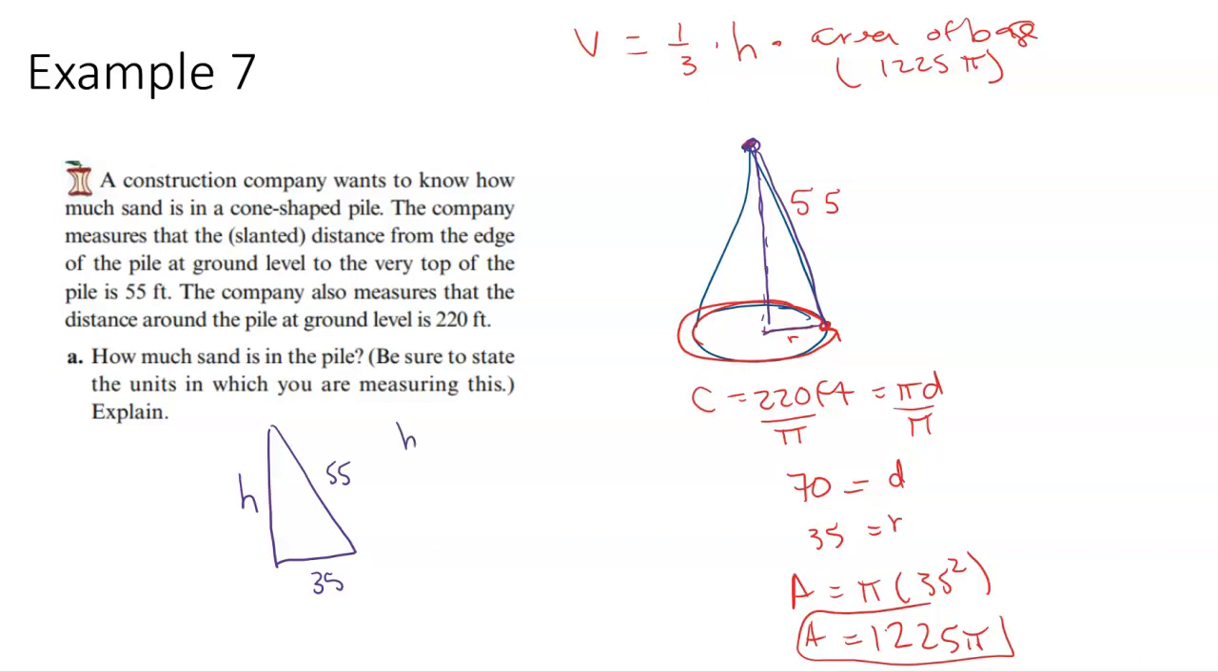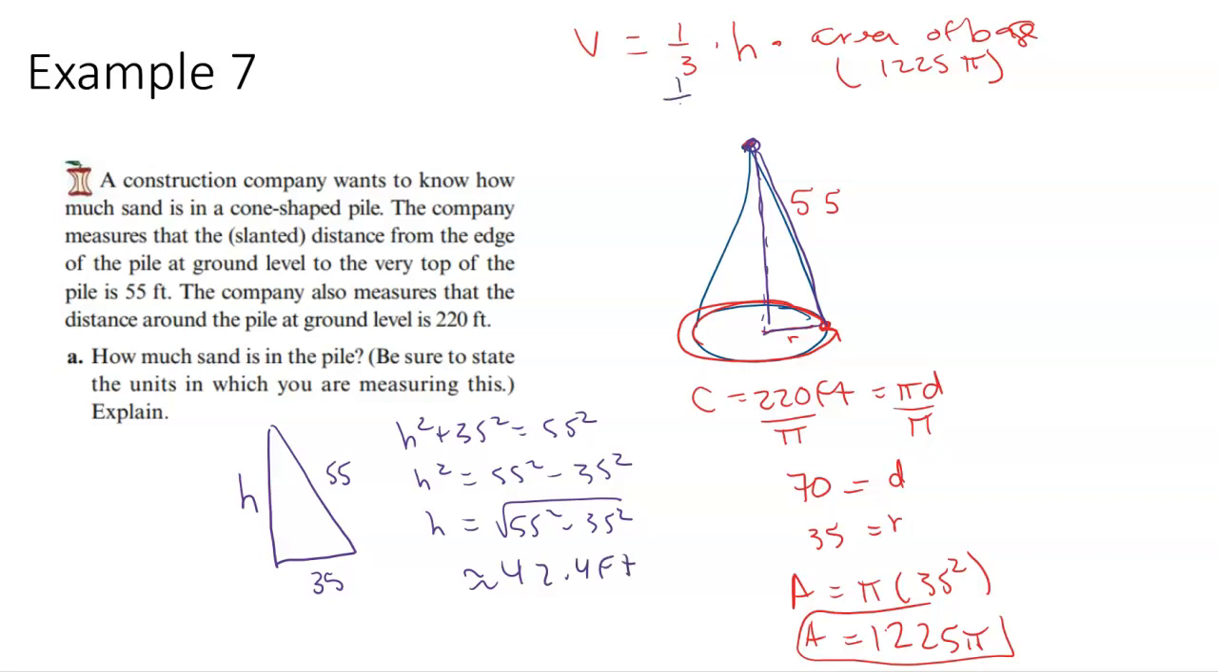So that tells me h squared plus 35 squared equals 55 squared. So h squared equals 55 squared minus 35 squared, so it's the square root of 55 squared minus 35 squared, so that's about 42.4 feet. So my height, I'm going to come back over here, is 42.4, so if I multiply all those together, I get a volume of about 54,391 cubic feet. That's a lot of sand.